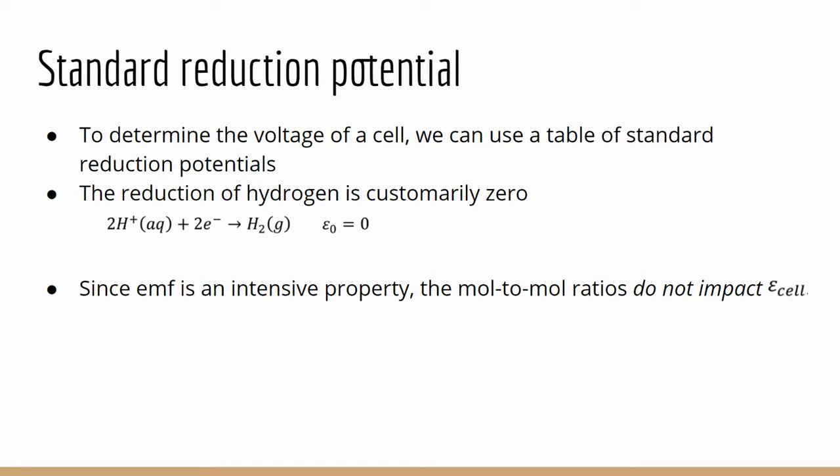What does matter is that we can use these values to determine the voltage of a galvanic cell. You're sometimes going to hear it called electromotive force. That's what I meant by EMF in the third bullet point. It's an intensive property, meaning that the mole-to-mole ratio is not going to affect E cell. We're going to take a look at what this looks like in a calculation in a moment.